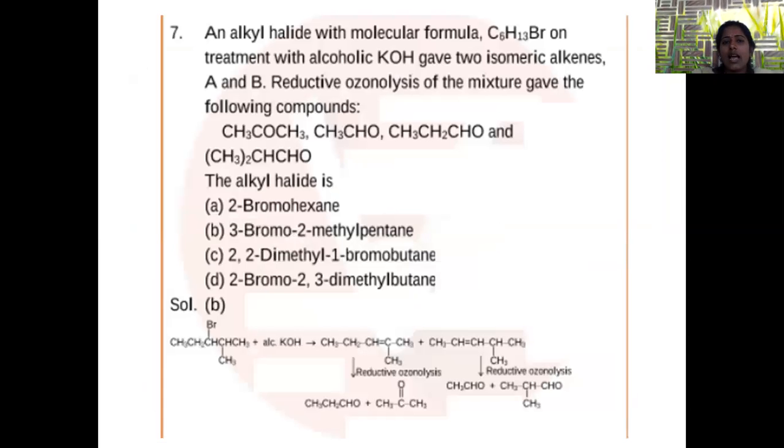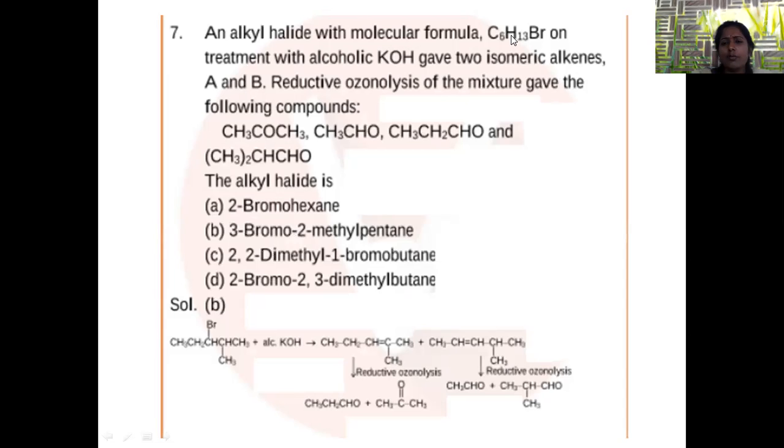An alkyl halide with molecular formula C6H13Br on treatment with alcoholic KOH gave two isomeric alkenes A and B. Reductive ozonolysis of the mixture gave the following compounds. Here we got a mixture of 4 compounds. All are carbonyl compounds. So if we start the reaction from these, that is called retrosynthesis. By using these also we can construct the starting material.